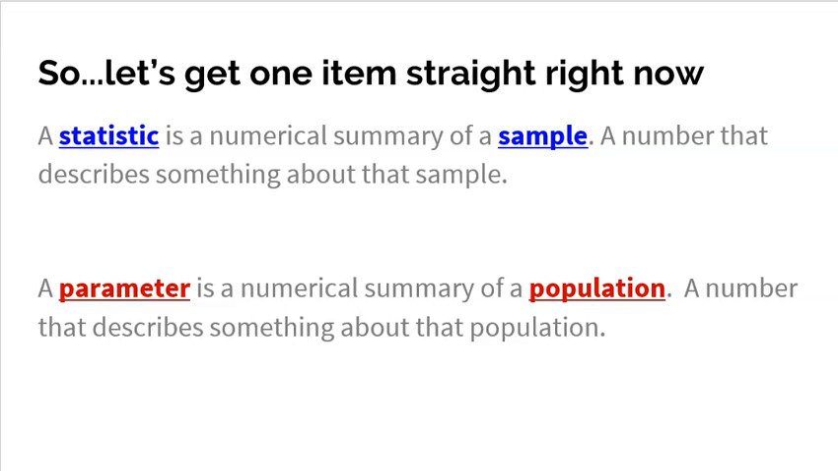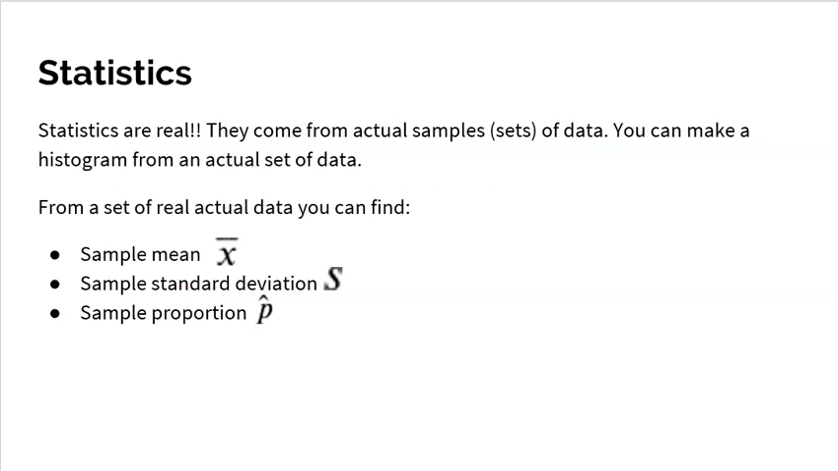It's actually really easy to remember. Statistics and samples both begin with S. Parameters and populations both begin with P. So they are very, very similar. Statistics and parameters are pretty much the exact same thing, but it's where they come from that makes them either a statistic, if it's coming from a sample, or if it's used to describe a huge overall population, then it's a parameter. So let's dive into those a little bit more.